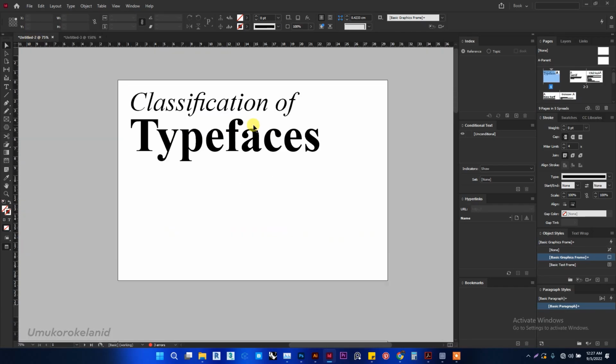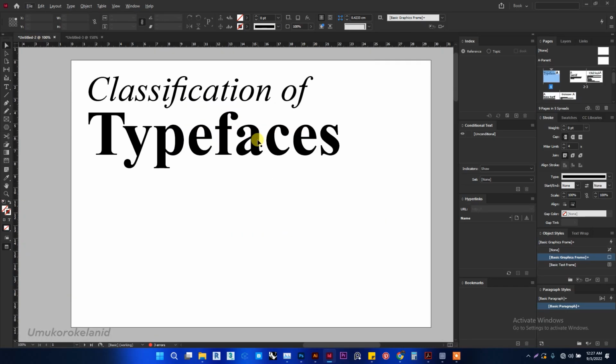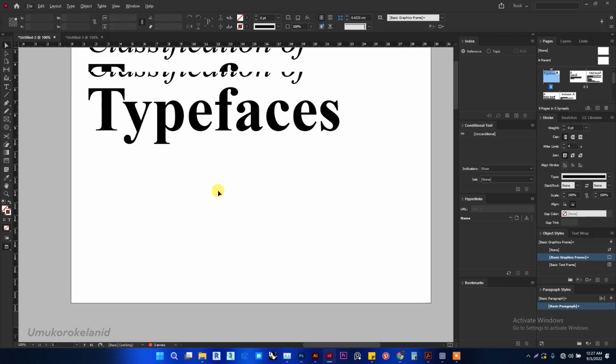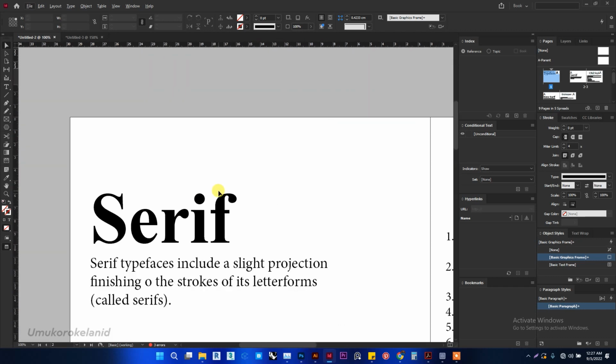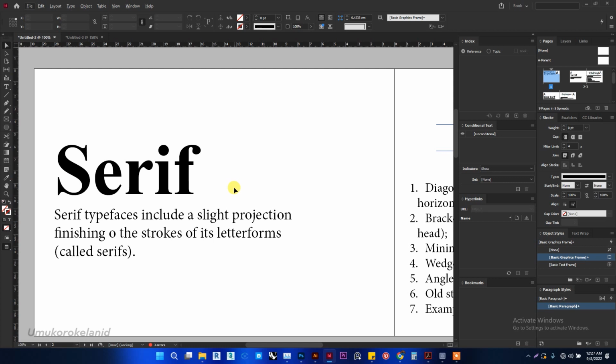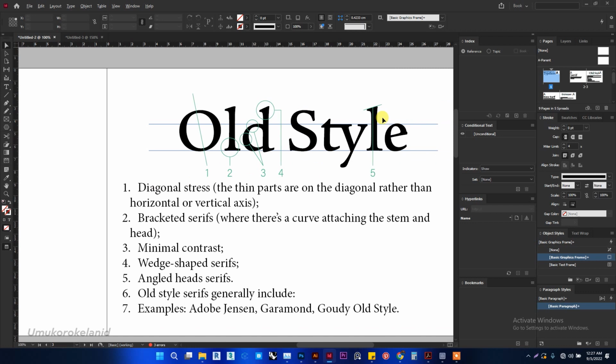We're talking about the classification of typefaces. So I will start with serif. Serif typefaces include a slight projection, finishes on strokes of its letter. This is actually what serif font means.